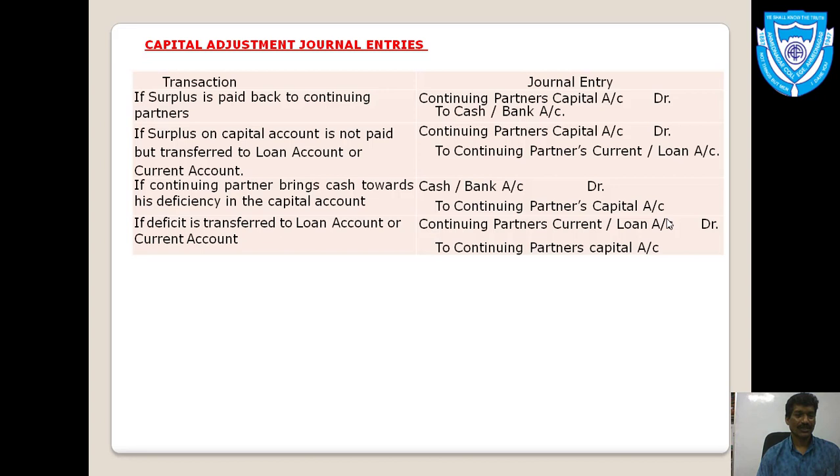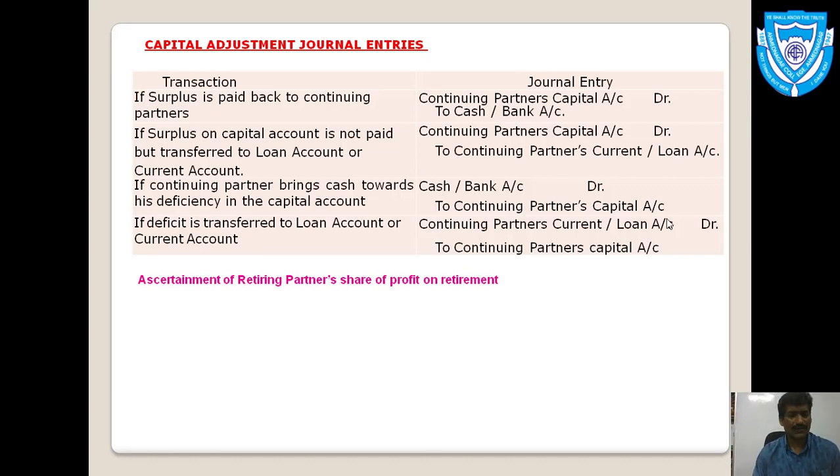In the next case, if continuing partner brings cash towards his deficiency in the capital account, यामध्ये एखादा पार्टनरची जी डेफिशियन्सी आहे त्याने कॅश आणलेली आहे, we can pass the journal entry: cash or bank account debit to continuing partner's capital account, and if there is a deficit, it is transferred to loan account or current account, continuing partner's current or loan account debit to continuing partner's capital account. So these are some of the specimen journal entries.